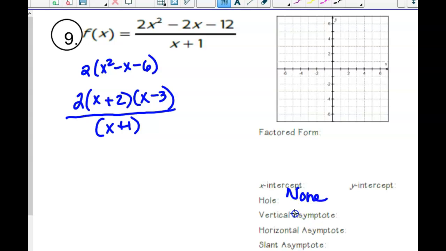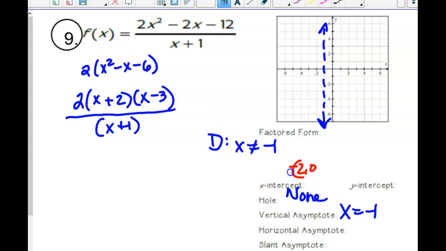What do you want to do next? Domain restriction, since it isn't even listed here. X cannot equal. So there is a vertical asymptote at. Okay, I'm using freehand, so this is going to look really bad. Okay, x-intercept. Is this 2 one of them? No. The only thing that would make this 0 is negative 2 and positive 3. So it crosses the x at negative 2 and positive 3.